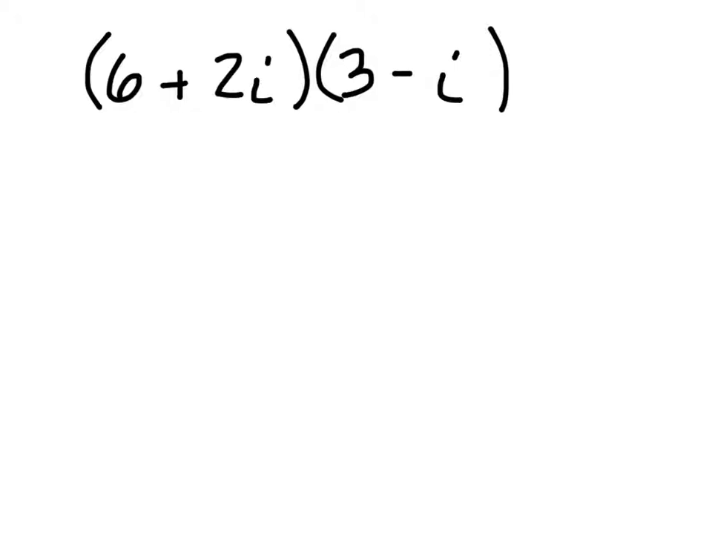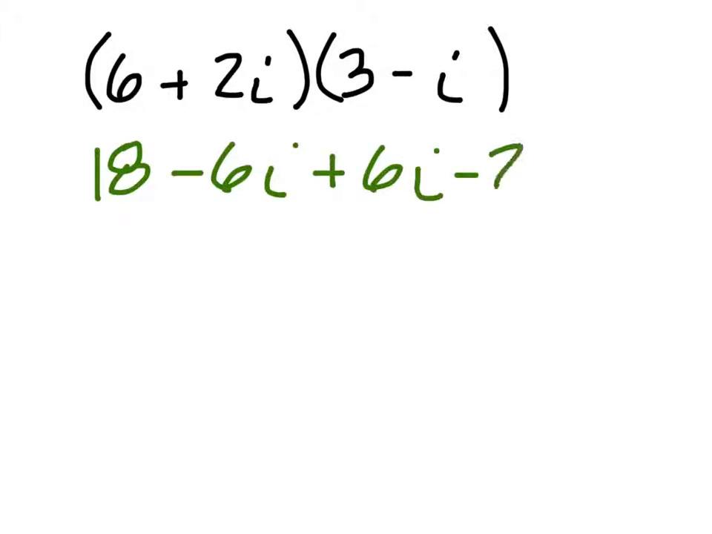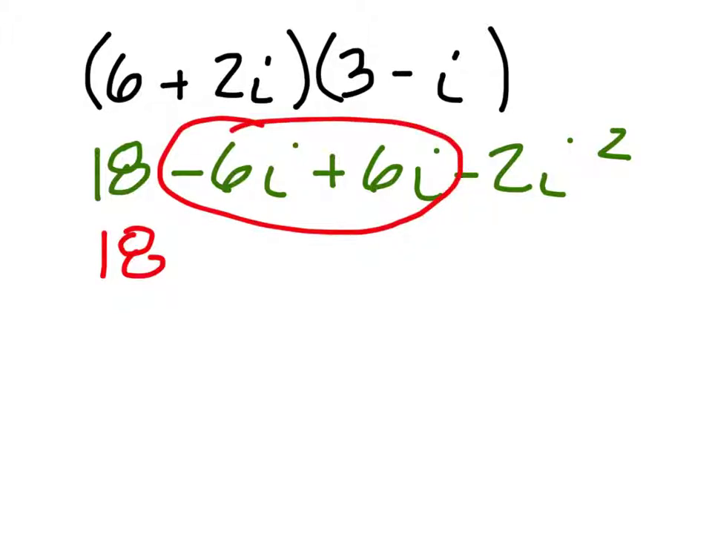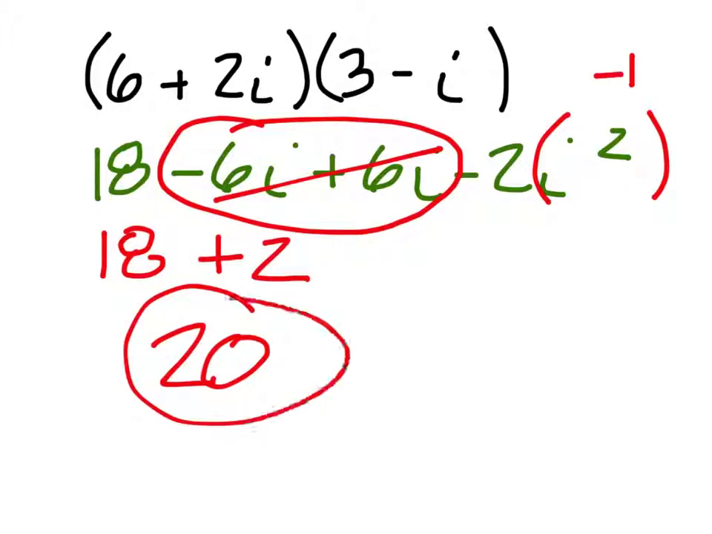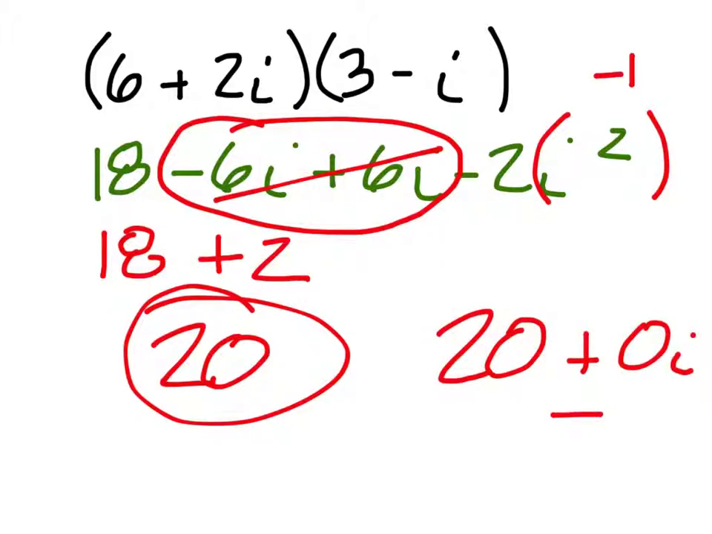Alright, for the practice problem, you should have 18 minus 6i plus 6i minus 2i squared. You can't do anything with the 18 yet, but these you can simplify. Negative 6i plus 6i is 0i, and it just cancels out. You don't even have to write 0i. Back here you have a negative 1, so negative 2 times negative 1 is going to be plus 2. Your final answer should be 20. If you wrote 20 plus 0i or minus 0i, I'll still give you that for this one time only.